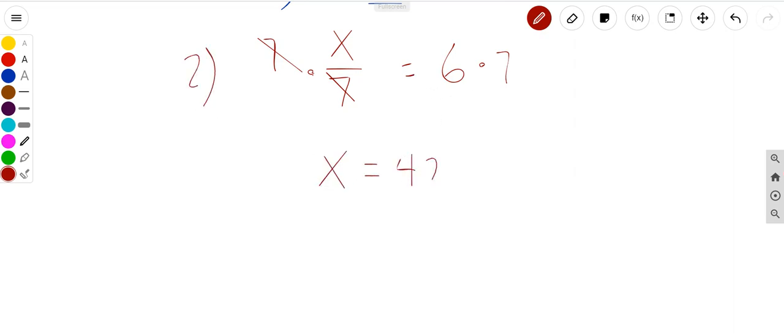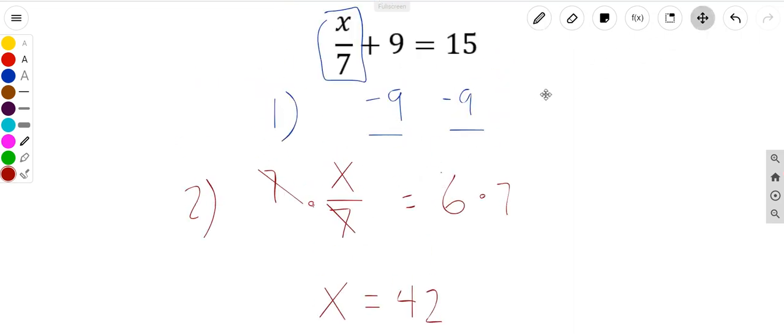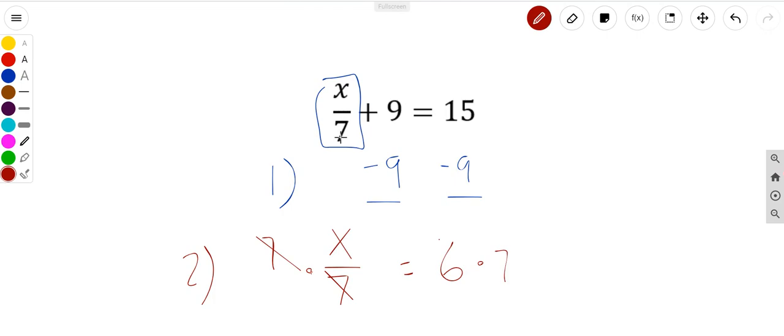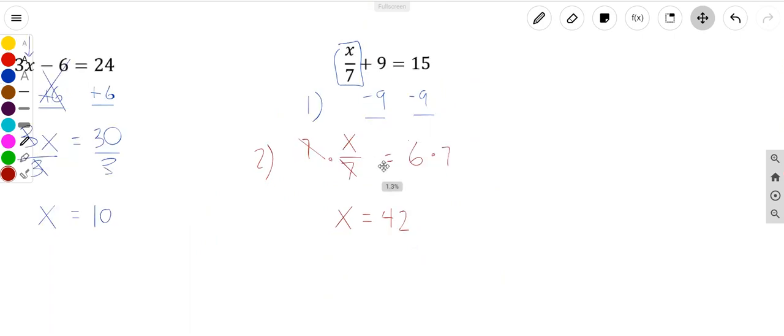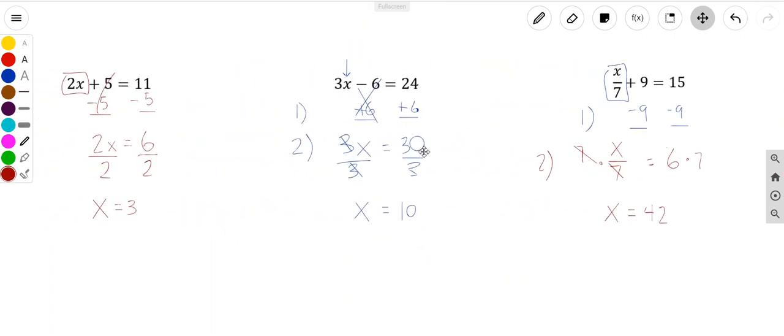That's just 42. Now, again, just to double check, if I plug back in x up here, 42 divided by 7, that's 6. 6 plus 9 is definitely 15. And 15 equals 15. That's how we know we got our correct answer of 42 down here. So just a few examples of multi-step equations, just the beginning.